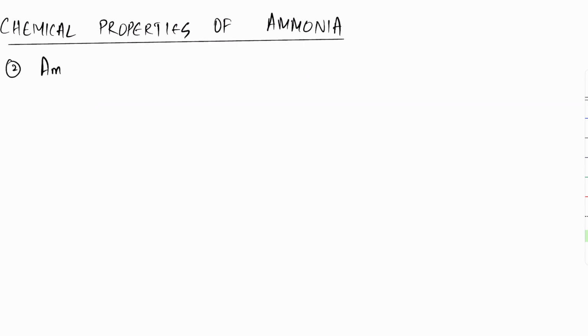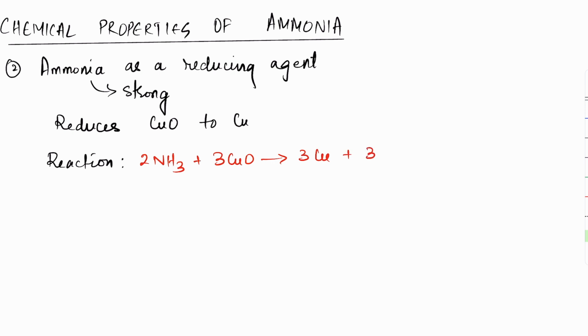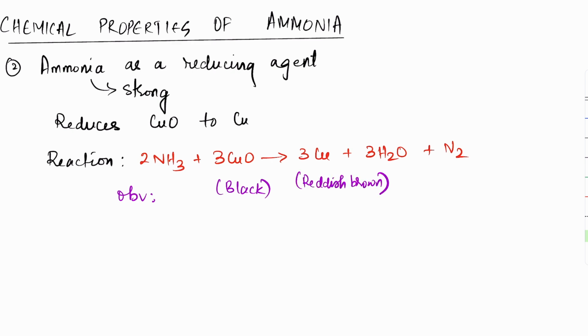The second property of ammonia is ammonia as a reducing agent. Ammonia is a strong reducing agent. It reduces copper oxide to copper. Ammonia reacts with copper oxide to form copper, water and nitrogen. The observation over here is black copper oxide is reduced to reddish-brown copper.